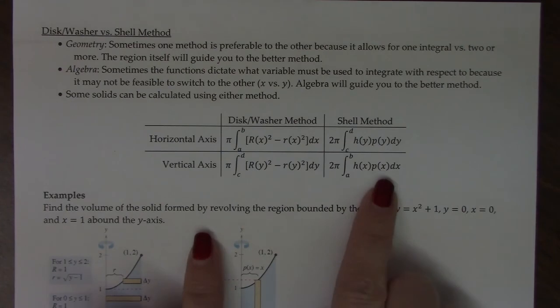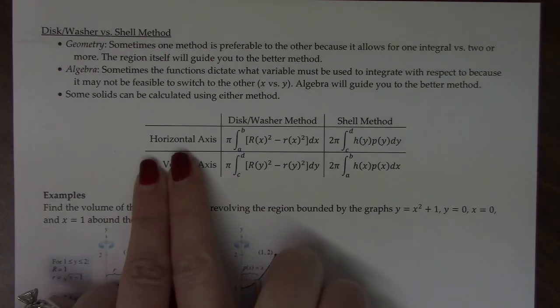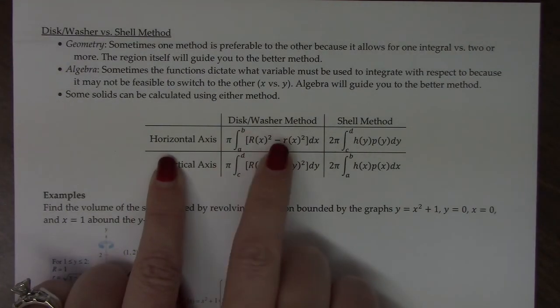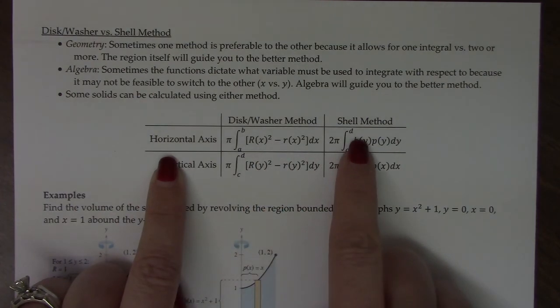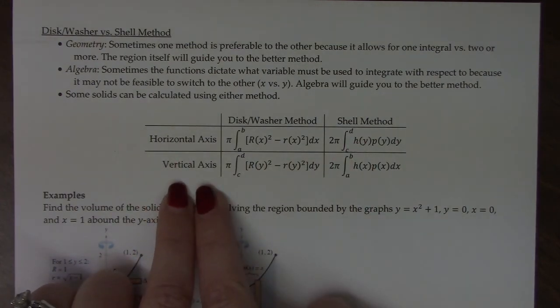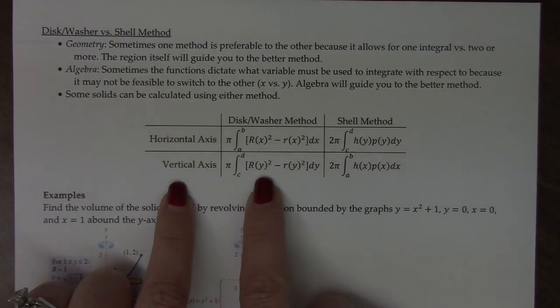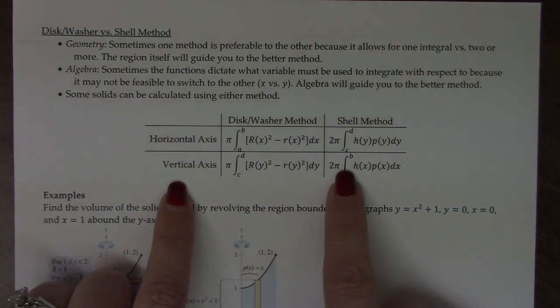The way that you relate these two concepts are right here. I made a table for you. So you can see when you're going around a horizontal axis, disk washer lets you stay in x, whereas shell lets you switch to y. For the vertical axis, disk washer requires y, but the shell method requires x.